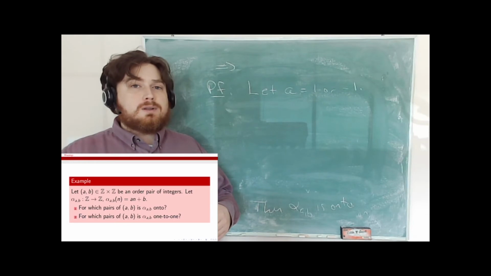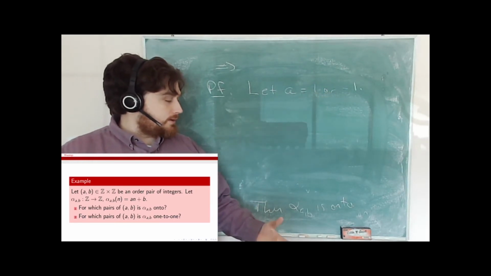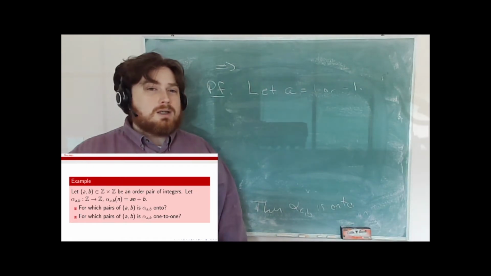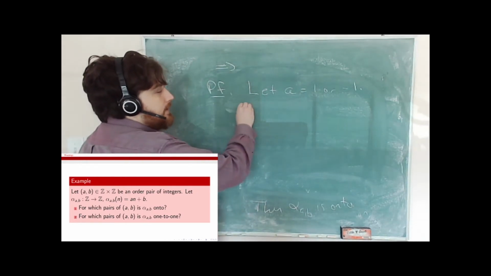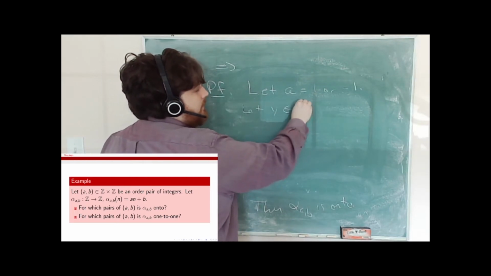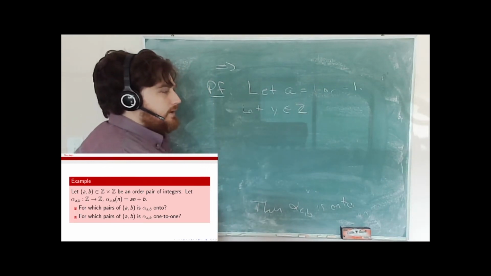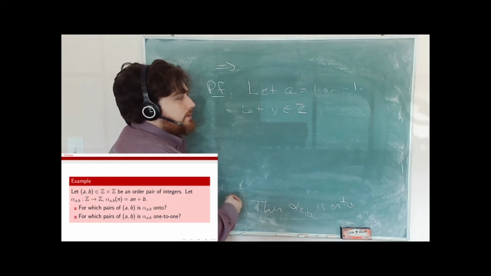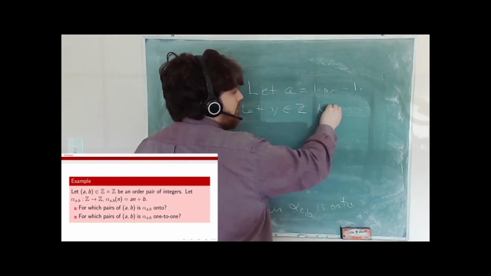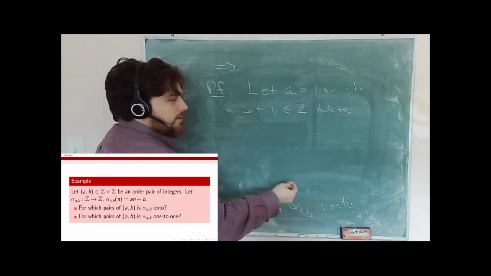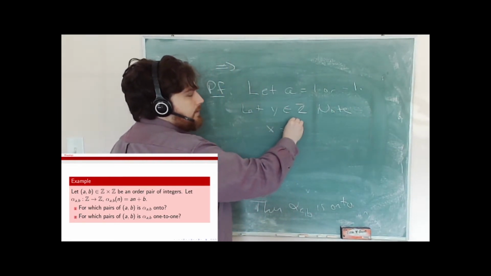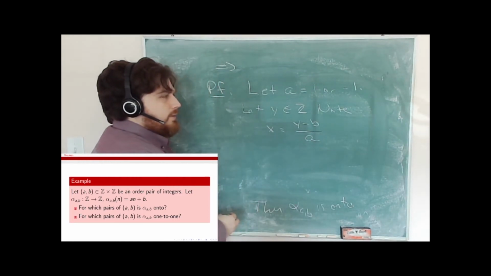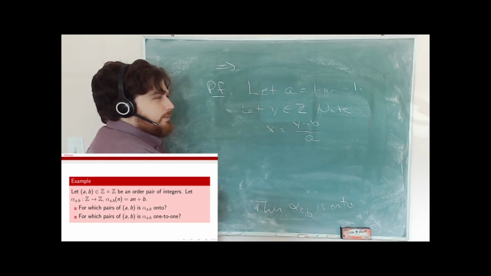Next, we want to show the other direction, and that is if a is equal to 1 or negative 1, then alpha sub ab is indeed onto. So what we're going to have to do here is say let y be in the codomain, the set of integers. We have to show that there exists an x that gets mapped there. So what was our x going to be? Note that if we go back to the work we did before, if we let x equal y minus b over a, then it's going to map to where I want.